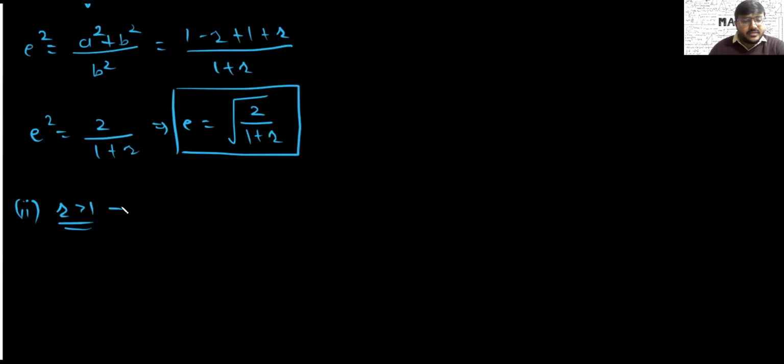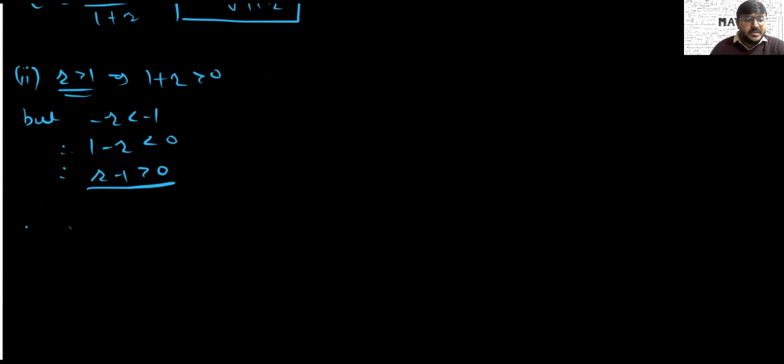When r is greater than 1, compulsorily 1 plus r is greater than 0, but minus r is less than minus 1, hence 1 minus r is less than 0. So I need to get r minus 1 to get a positive answer. So what will be the case? So y square by r plus 1.